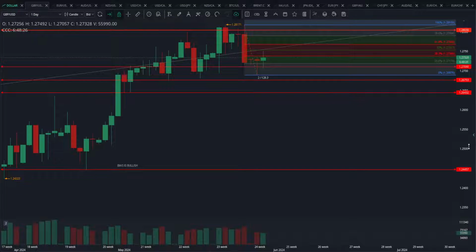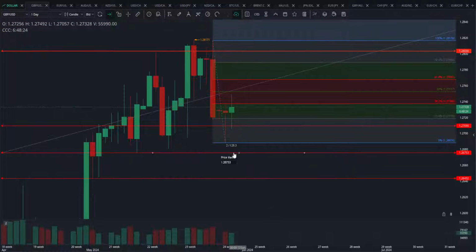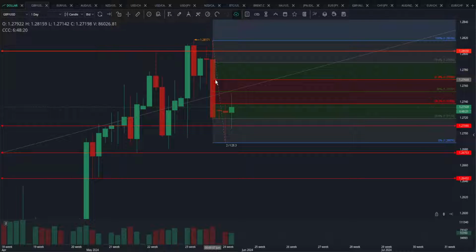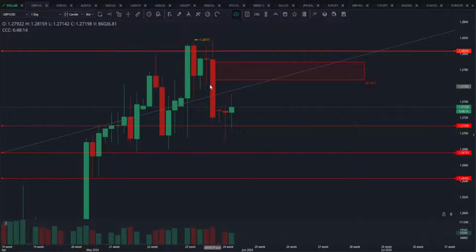So if I have to draw that area for you, then I will say you can make it a rectangle. Actually, this area is of interest to me. So if I remove everything else, then this is an area of interest for me to open a short position. Something like this is what I'm expecting.